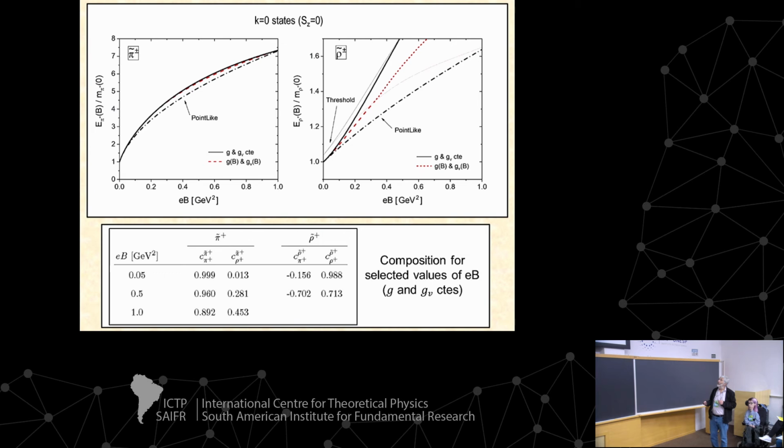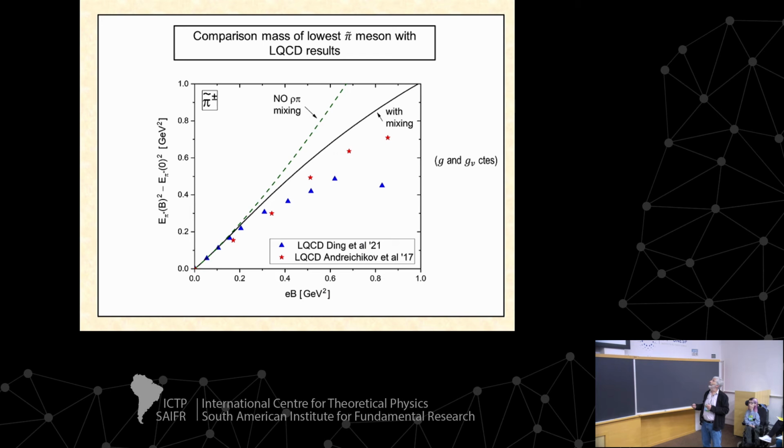And this is my final transparency. Here you see the effect of the mixing, the rho-pi mixing in the charged sector. If you don't have mixing, you have this line. And with mixing, it tends to bend a bit. So you have some repulsion, if you like, between the rho plus and the pi plus at large magnetic fields. And this gets closer to the lattice results. By the way, I don't know whether these results are confirmed, but maybe Andrea can comment on this, because there is a result by Ding that at large magnetic fields, this rho plus mass tends to stabilize, at least.